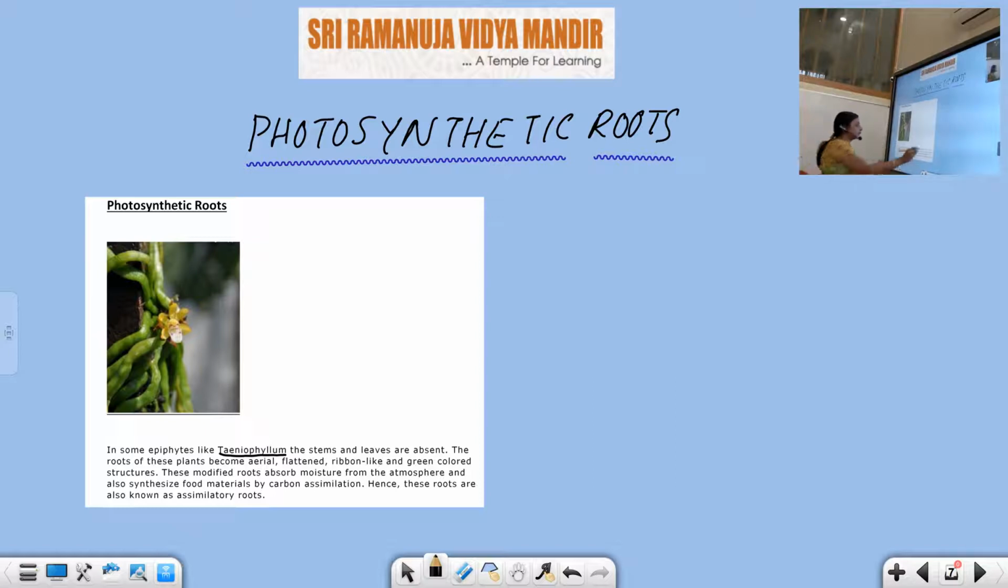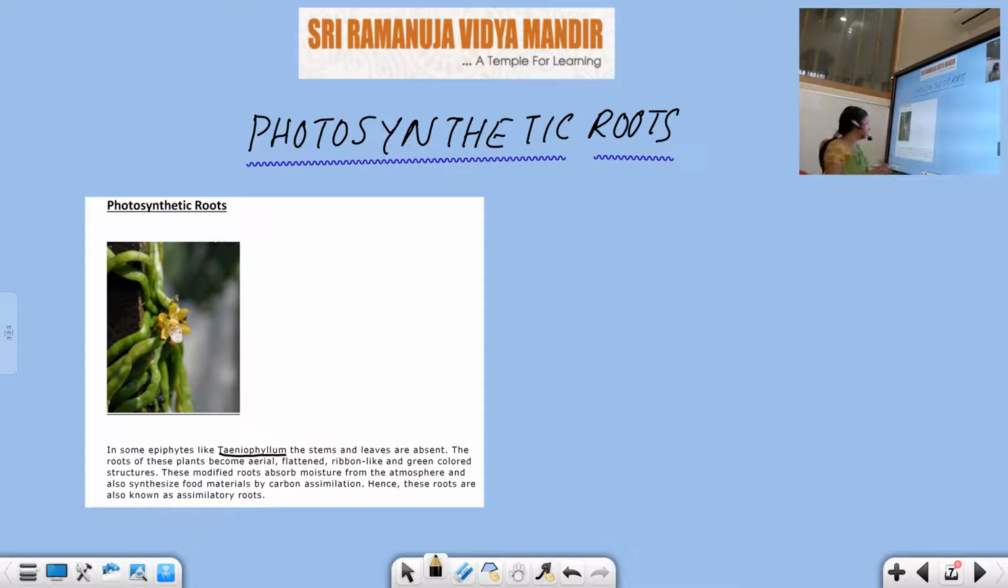So in these plants, as stem and leaves are absent, roots become aerial. They come out of the ground, become aerial, green in color and branched. And these branches absorb moisture from the atmosphere and assimilate carbon. Hence these roots are called assimilatory roots. As they are assimilating carbon, they are also known as assimilatory roots.